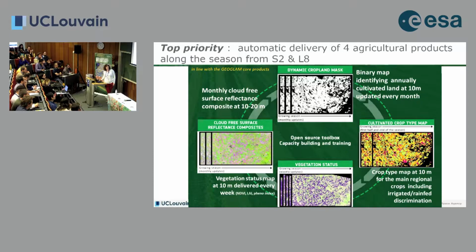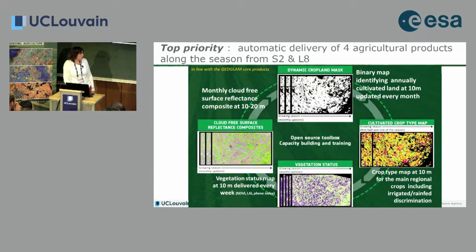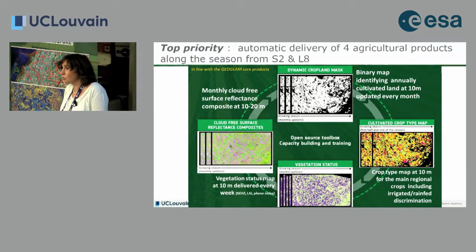So the cropland map is a binary map at 10-meter resolution, and which will come every month from the mid-season. And the crop type map is also at 10 meters. Then you will go already to the crop type, and the product is delivered twice along the season, at the middle and at the end. And finally, we have biophysical vegetation indicators that come each time there is a new acquisition.